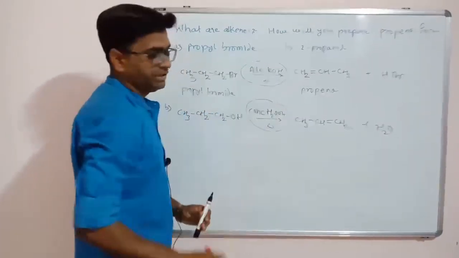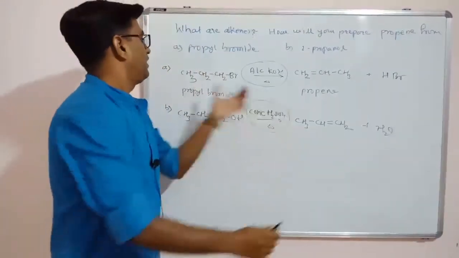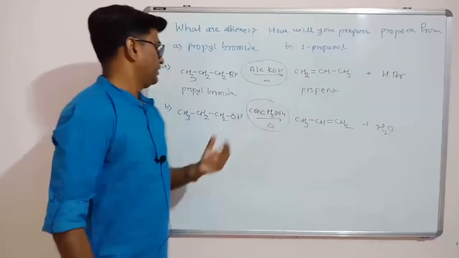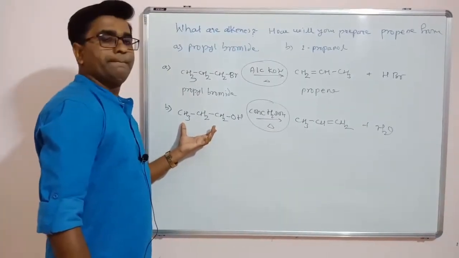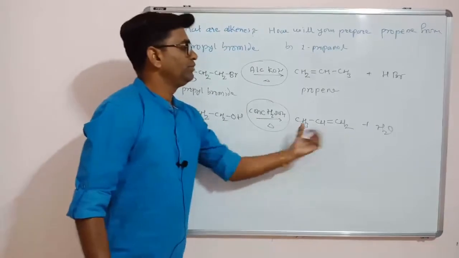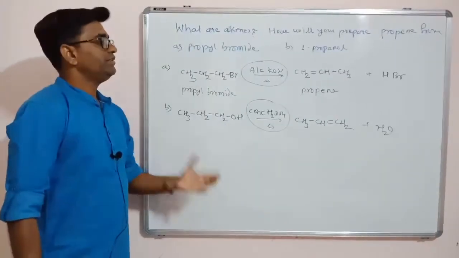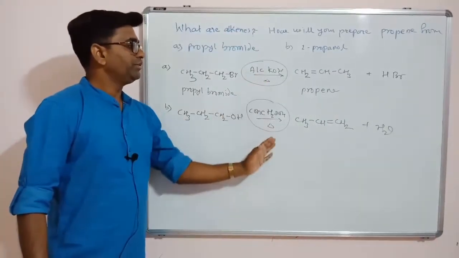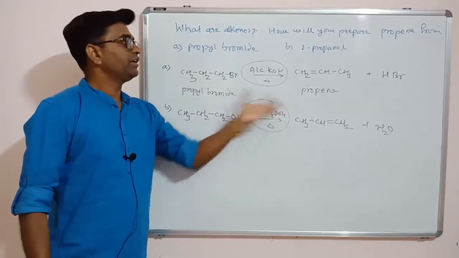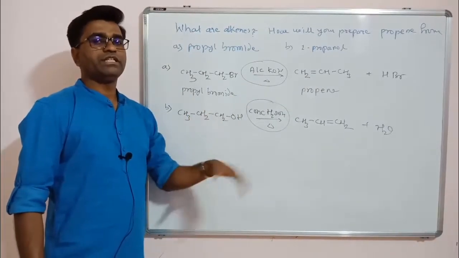So in this type of reaction you have to guess the reagents. How will you convert propyl bromide to propene, propanol to propene? So this is the reagent. You have to know these reagents for these conversions. Now we'll see the next example.